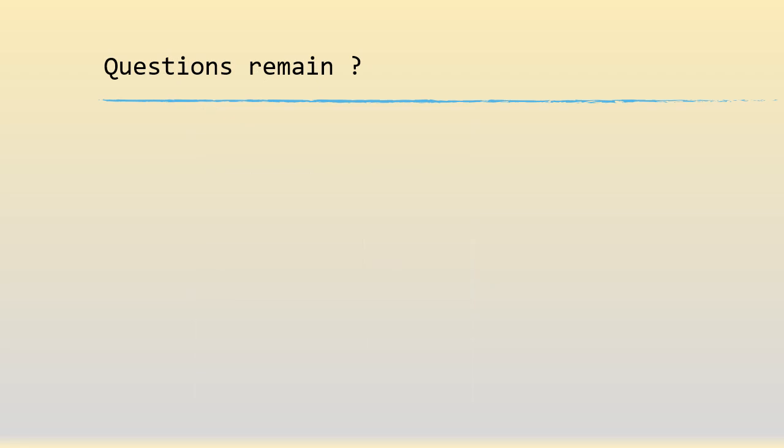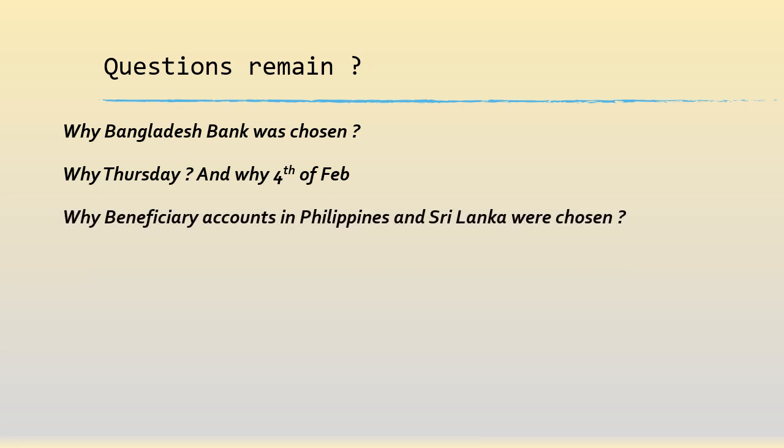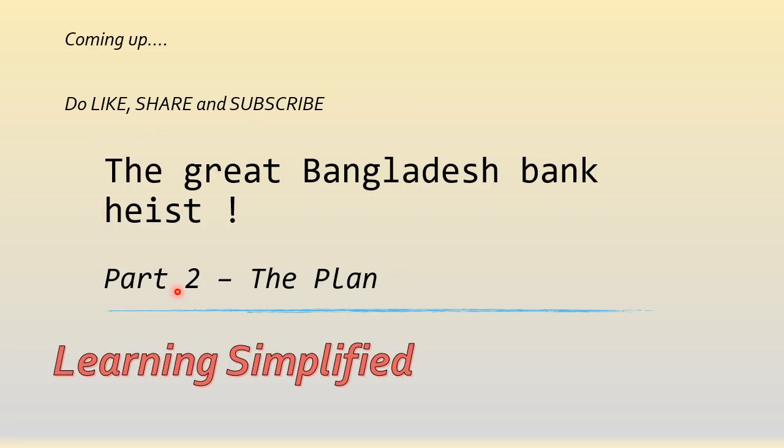Obviously, a lot of questions remain. Why was Bangladesh Bank chosen? Why Thursday? And why the 4th of Feb? Why were the beneficiary accounts in the Philippines and Sri Lanka? Why were they chosen? Why not any other country? And most importantly, how did the hackers gain access to the Swift server? All of that in the next episode, wherein we go into the details of the plan.